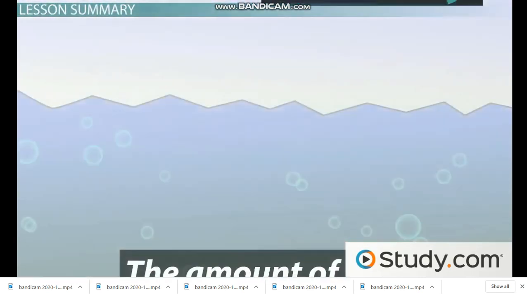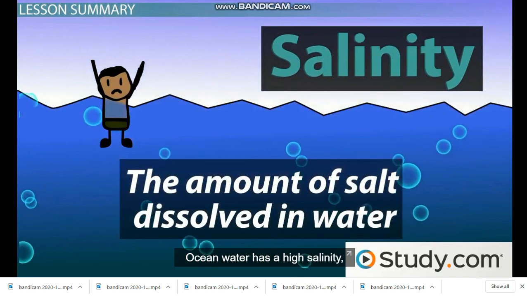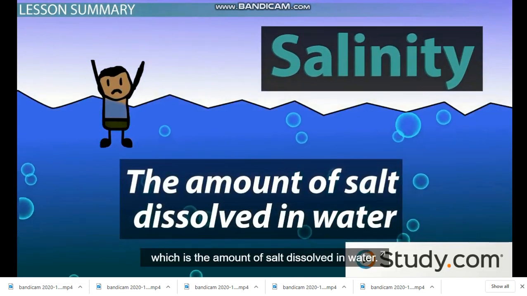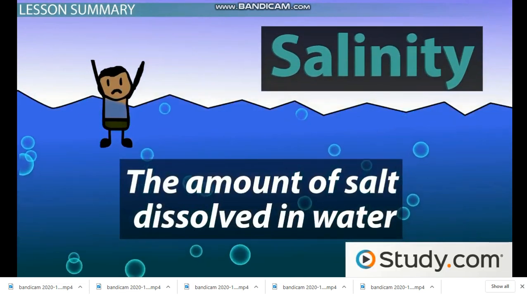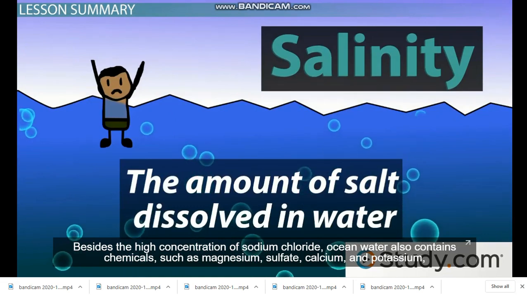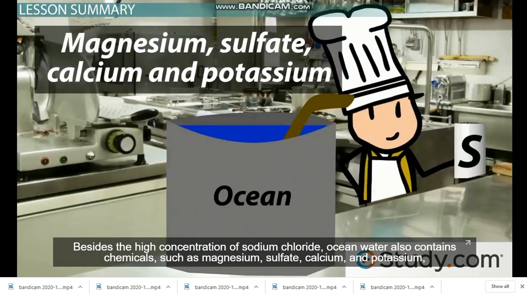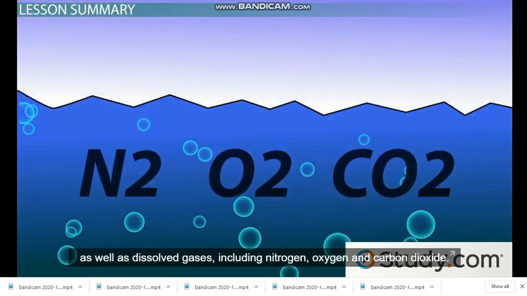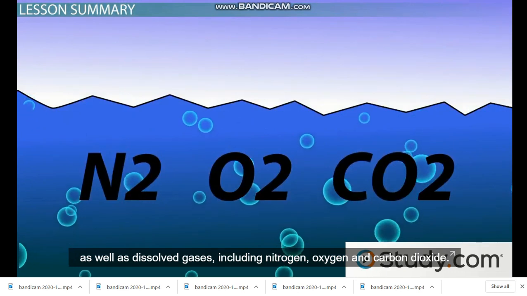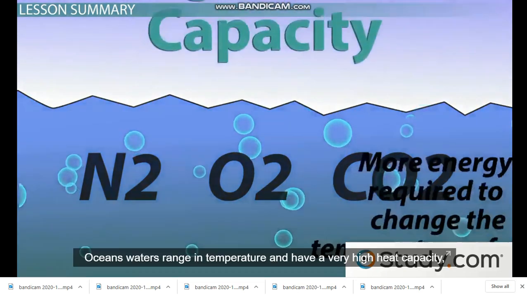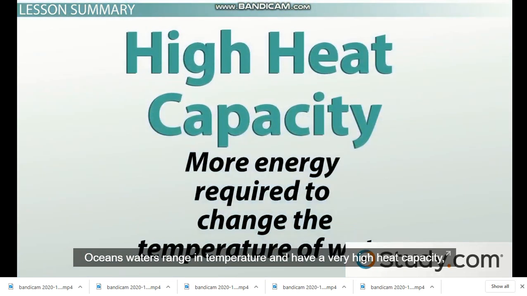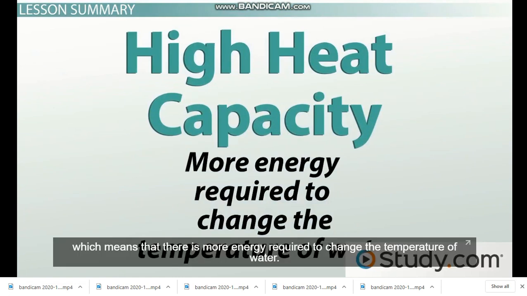Let's review. Ocean water has a high salinity, which is the amount of salt dissolved in water. Besides the high concentration of sodium chloride, ocean water also contains chemicals such as magnesium, sulfate, calcium, and potassium, as well as dissolved gases including nitrogen, oxygen, and carbon dioxide. Ocean waters range in temperature and have a very high heat capacity, which means that there is more energy required to change the temperature of water.